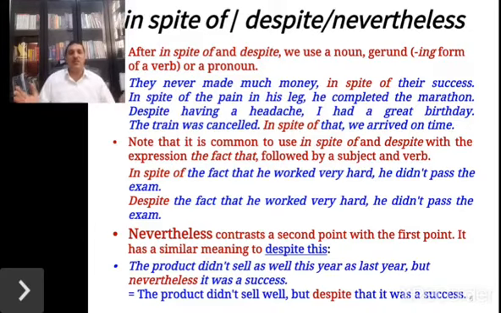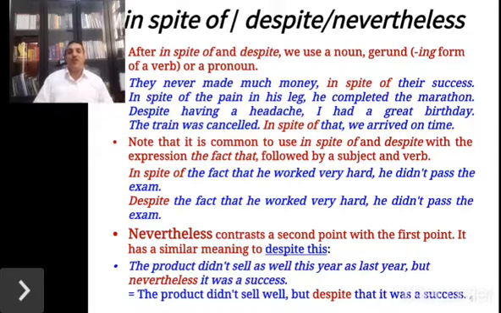So it is not a complete sentence. There is no verb at all. Yeah. Here we can call it a phrase. He completed the marathon. He has a pain in his leg, and even though, in spite of his pain, despite his pain, he completed the marathon, the race. Okay, despite having a headache, I had a great birthday. The train was cancelled in spite of that.